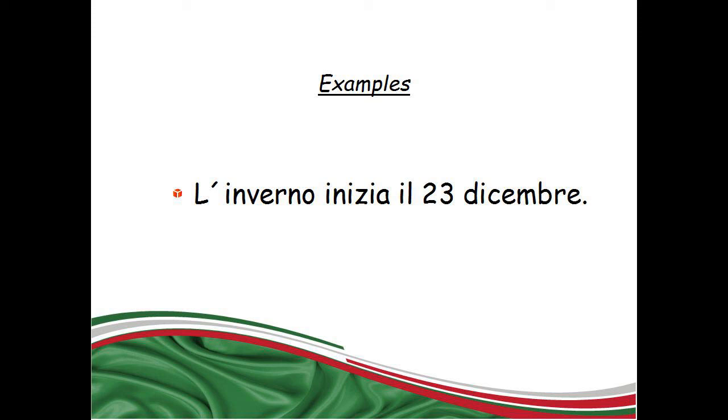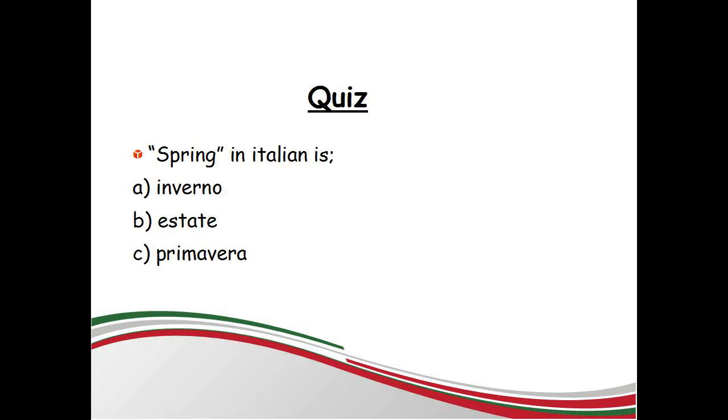L'inverno inizia il 23 dicembre. The winter starts on 23rd of December. Now I have a mini quiz for you. Please try to do it. Spring in Italian is A. Inverno, B. Estate, C. Primavera.